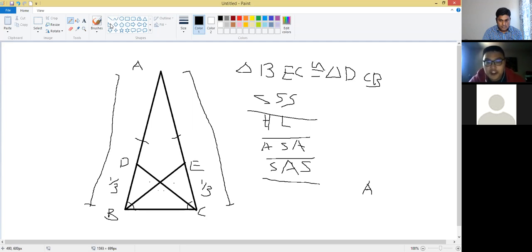And the same line, which is BC. So we have a side. So we have S, A here. Then what else does it say? It says 1/3. If here is 1/3 and here is also 1/3, that means BD equals EC.